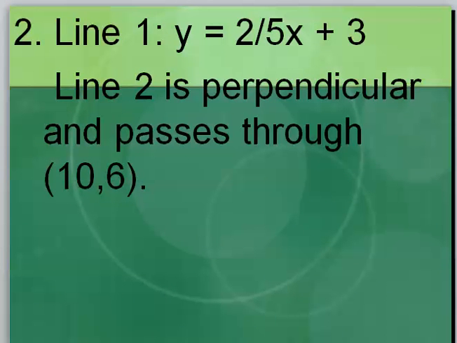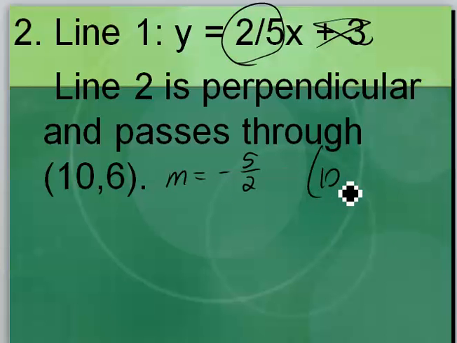Let's solve one more, writing the equation that's perpendicular. Line 1 that we're given is y equals 2/5 x plus 3. Again, we're not going to worry about the y-intercept. You can mark that out. We are going to use their slope. We want our line, line 2, to be perpendicular to this and pass through the point (10, 6). Perpendicular to 2/5 would be -5/2, and it passes through (10, 6).